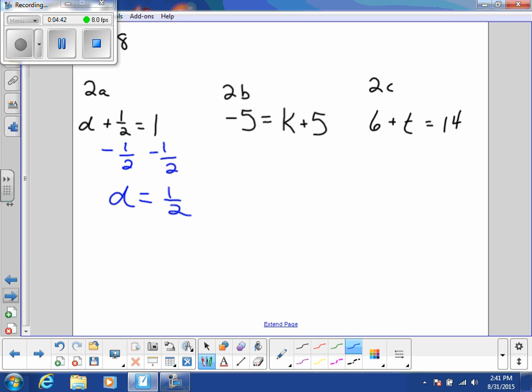Just think about this. If d is equal to 1/2, I can replace d with 1/2. 1/2 plus another 1/2 is equal to 1. Think about what decision you would make here in equation 2b. Negative 5 equals k plus 5. If you said subtract 5 from both sides, you're correct.